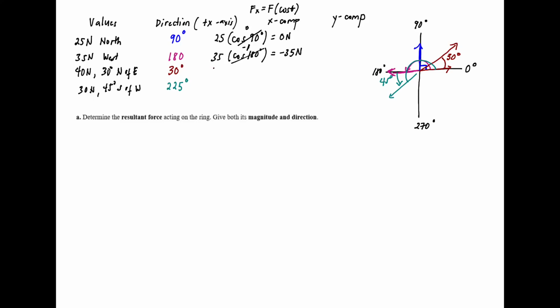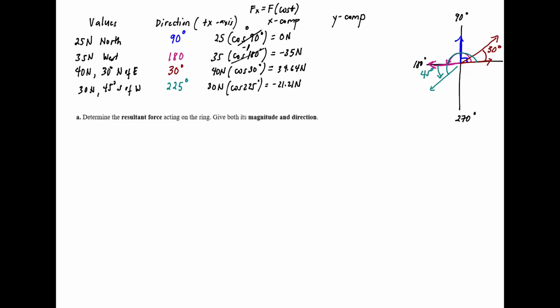Next, we're gonna have 40 Newton multiplied to cosine of 30 degree, and the answer for that, if you press that in your calculator, is 34.64 Newton. And next one is 30 Newton multiplied to cosine of 225 degree, and that is negative 21.21 Newton. Now, how about for the y component? For the y component, you can simply adjust this first.